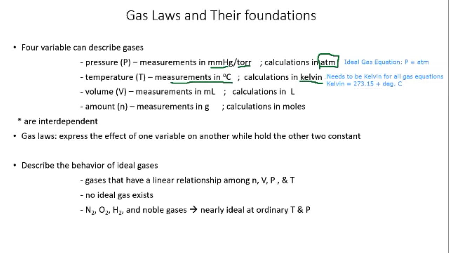Now for volume, common units that we use in the laboratory are milliliters, depending on the quantity of the gas you're going to measure, but generally for chemistry laboratories, gases are usually measured in milliliters. However, there are some calculations where the unit of volume needs to be in liters, and that's for the ideal gas equation. For the ideal gas equation, volume needs to be in liters.